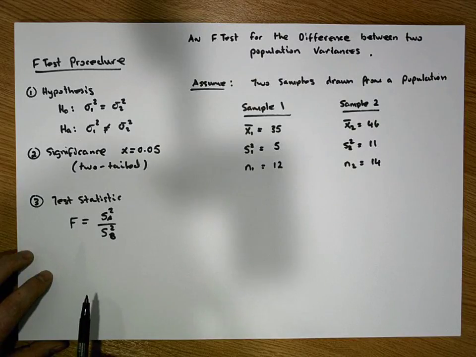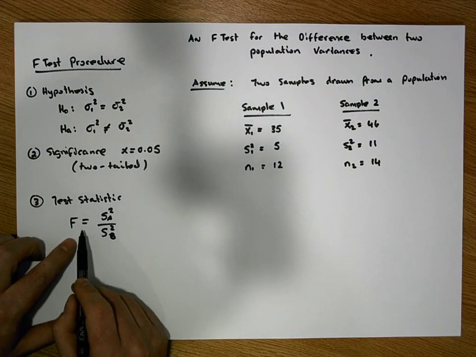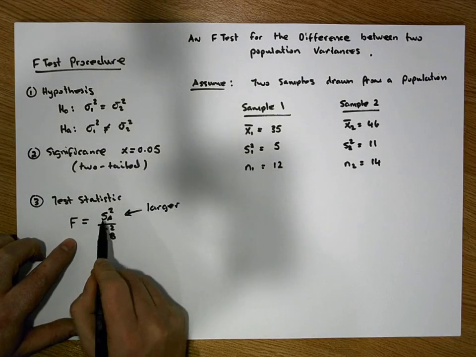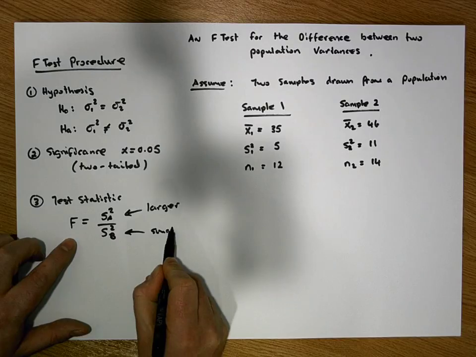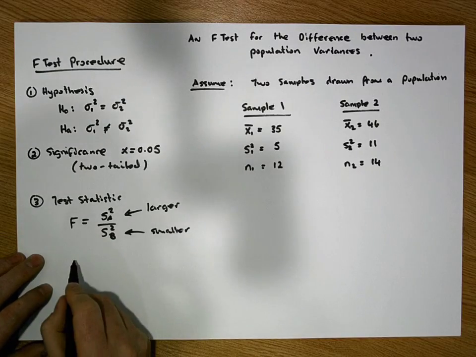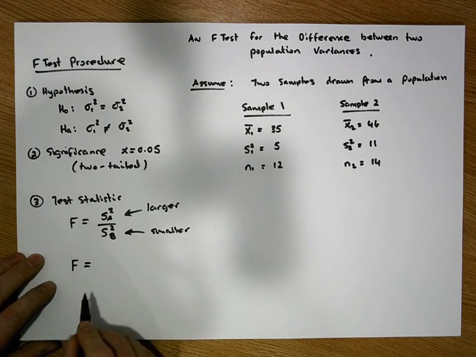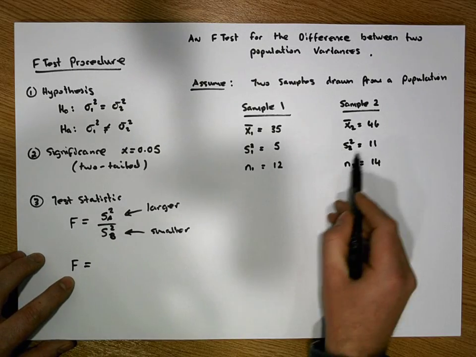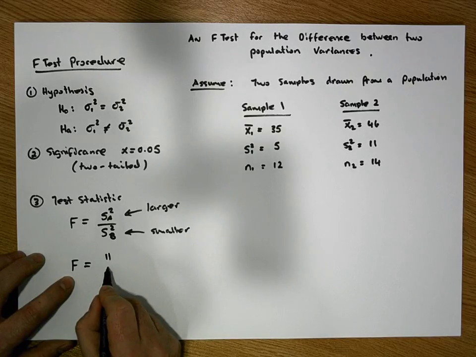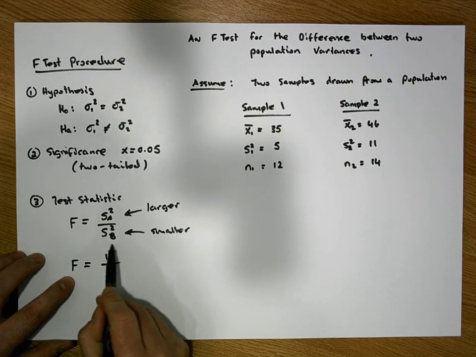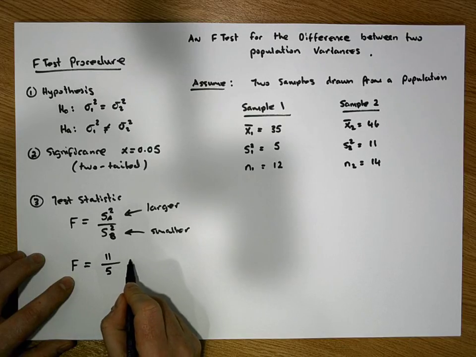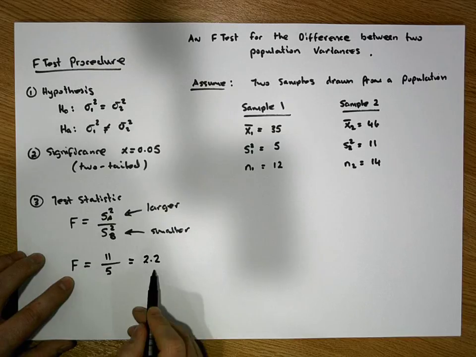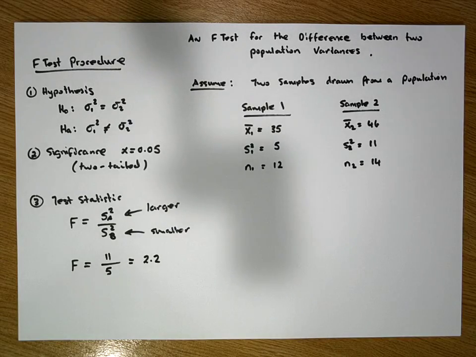Right-hand tail areas. So from our perspective, what we're going to ensure is that the larger of our two sample values is put in as the numerator, and the smaller value is put in as the denominator. In our situation here, our F statistic, the ratio of our two samples, is going to be the larger of the two variances, which is for sample 2, which is 11, divided by the smaller of the two variances, which is 5, which gives us a value of 2.2. So the F statistic in this situation is 2.2.